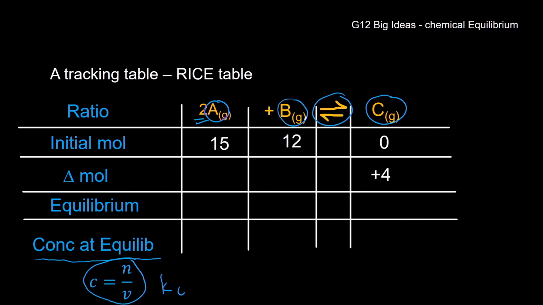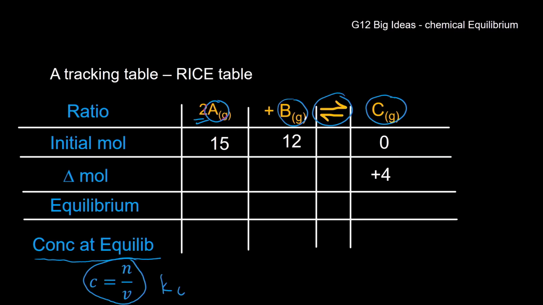So that balanced reaction is going to give me the ratio at which the reactants react to form the product, and the other way around, the way that the product then reacts to form the reactant for the reversible reaction.